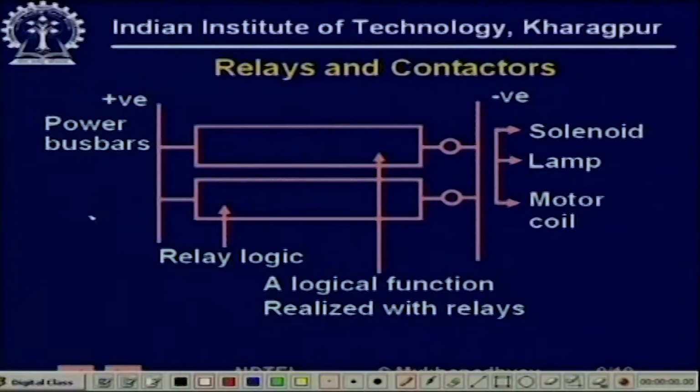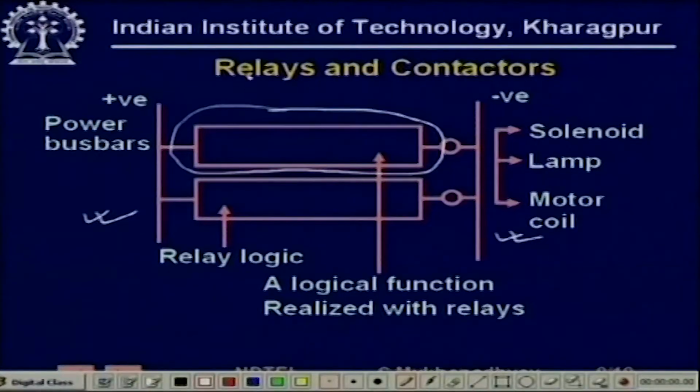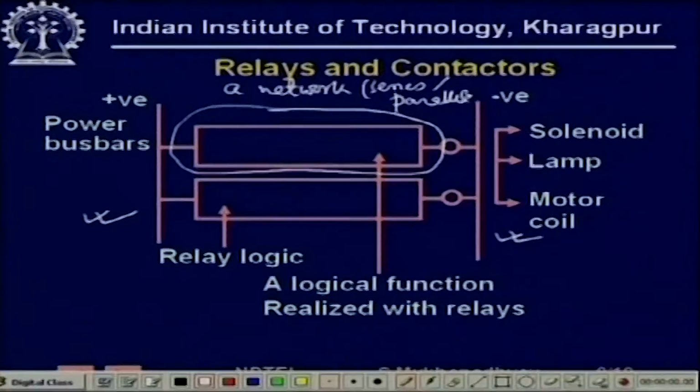They were typically arranged for ease of maintenance and installation, etc. They were typically arranged modularly. So, the typical arrangement would be that there will be a positive voltage bus bar and a negative voltage bus bar, and you will implement a particular logic, that is, basically a network which is a series or parallel network of various kinds of switches.